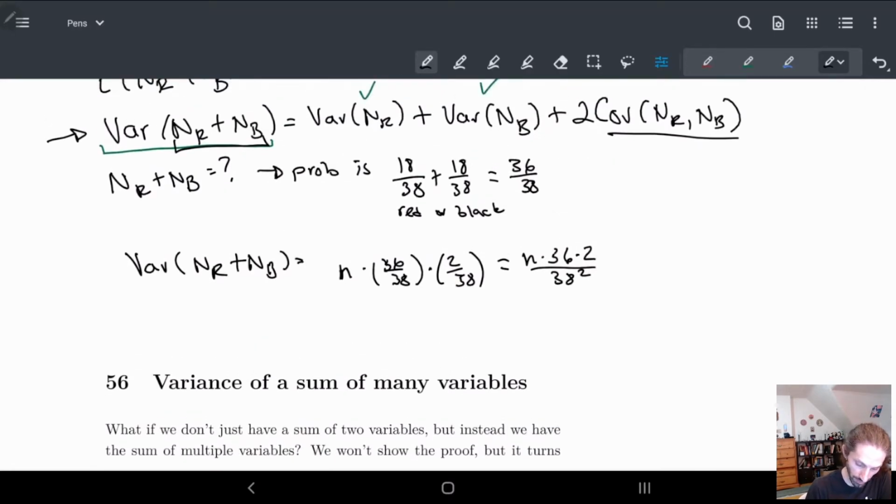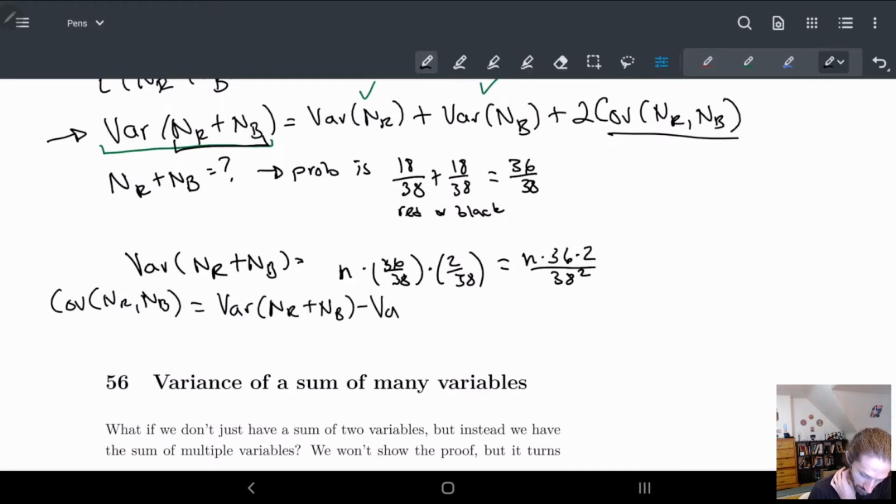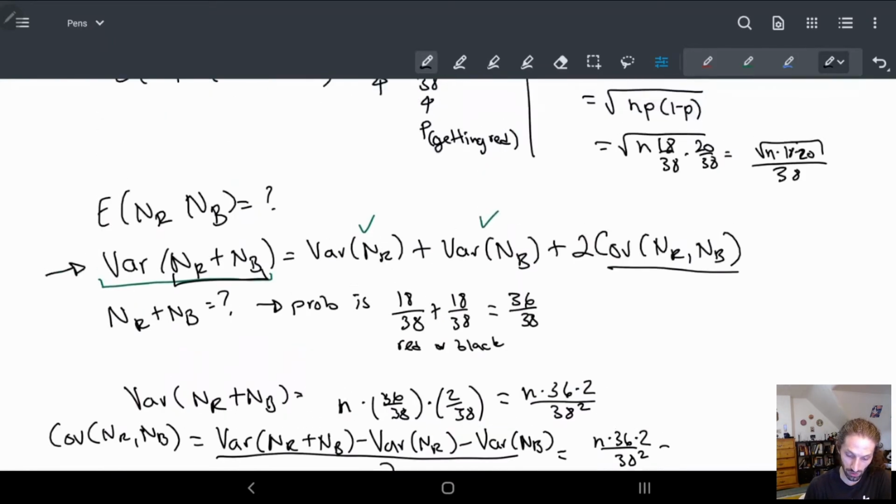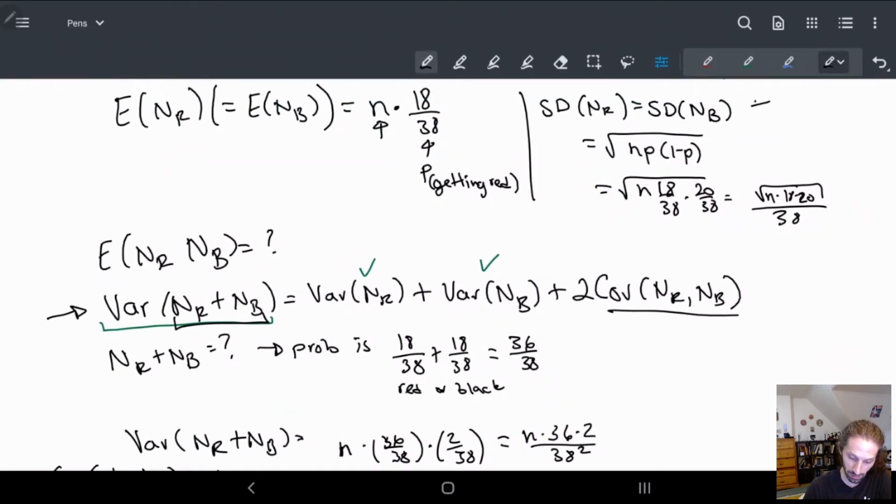So what do we have? We have that 2 times the covariance, or I guess we can divide by 2 after. The covariance of nr and nb is equal to the variance of nr plus nb minus the variance of nr minus the variance of nb, divided by 2. So what is this equal to? So here we have n times 36 times 2 over 38 squared minus, and the variance of nr and the variance of nb are identical, right? We can just grab this from the standard deviation.